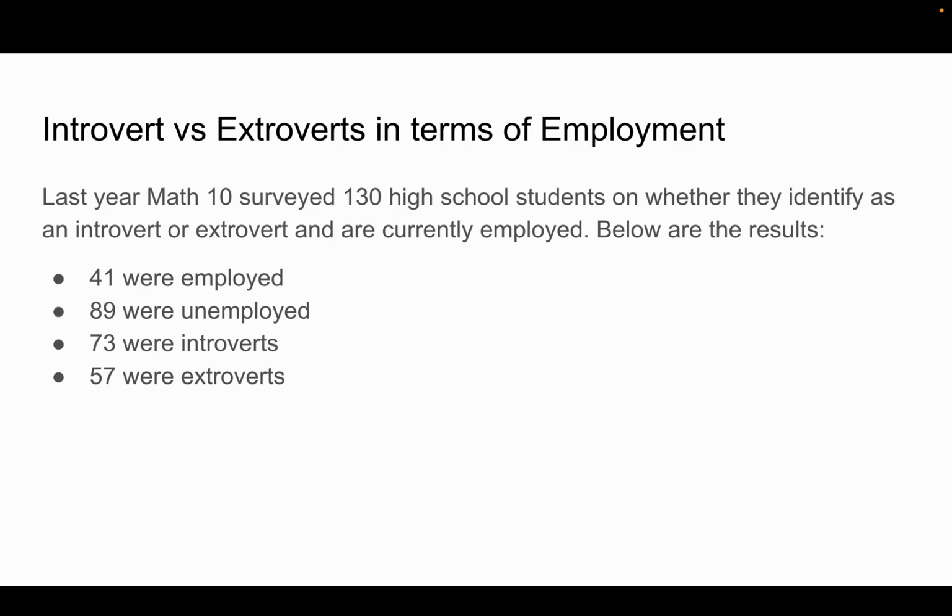Last year, Math 10 surveyed 130 high school students, and we asked them whether they have jobs or not, and whether or not they identified as introverted or extroverted. Below are the results. So we have 41 people that were employed, 89 were unemployed, and then out of that sample, 73 were introverts and 57 were extroverts.